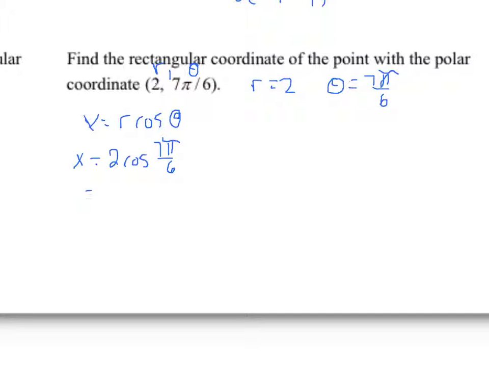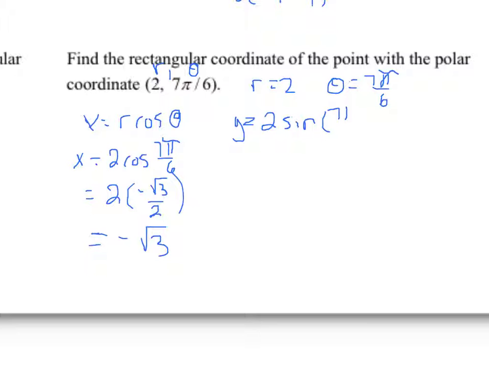Well, what's the cosine of 7 pi over 6? Negative square root 3 over 2. So you get negative square root 3. There's x. So we get y equals 2 sine 7 pi over 6. 2 times negative 1/2, because sine of 7 pi over 6 is negative 1/2, so negative 1. So my rectangular coordinates are negative square root 3 comma negative 1.